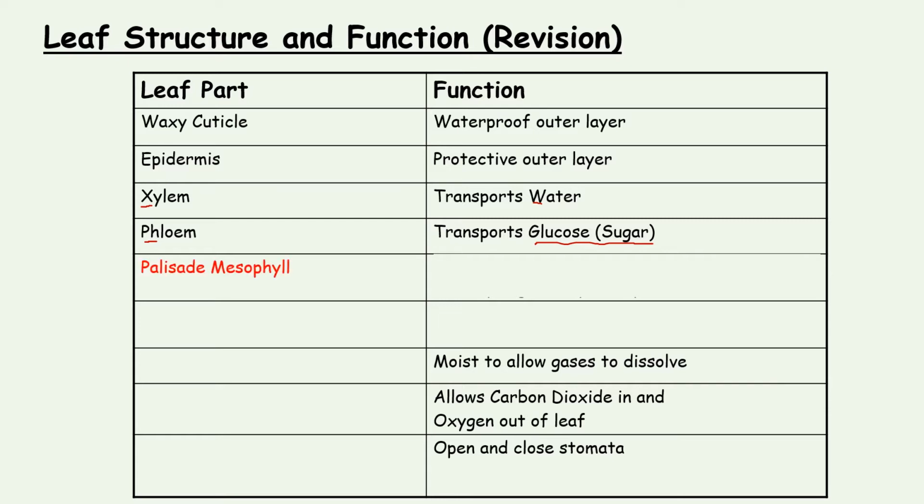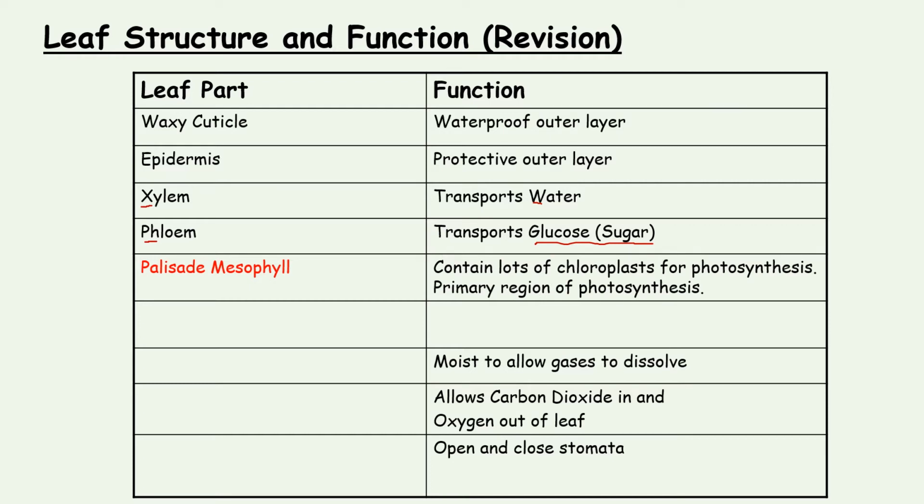Now, the two parts that you need to know about the leaf for photosynthesis are, first, the palisade mesophyll layer, and this is because you know that it contains lots of chloroplasts. So it is the primary region of photosynthesis. So this is where photosynthesis occurs. Photosynthesis occurs in the leaf, and it occurs in the palisade mesophyll layer.